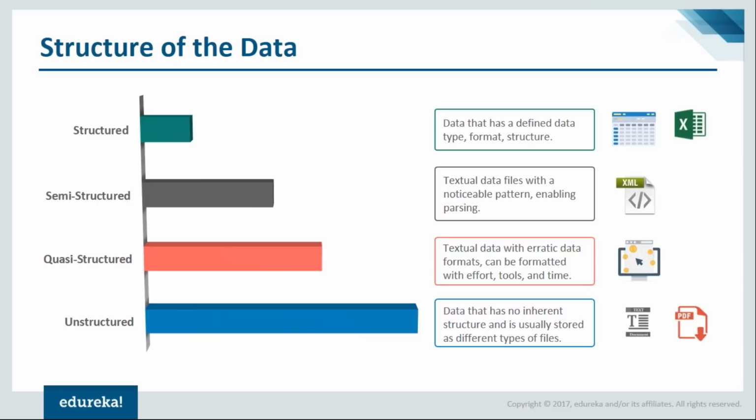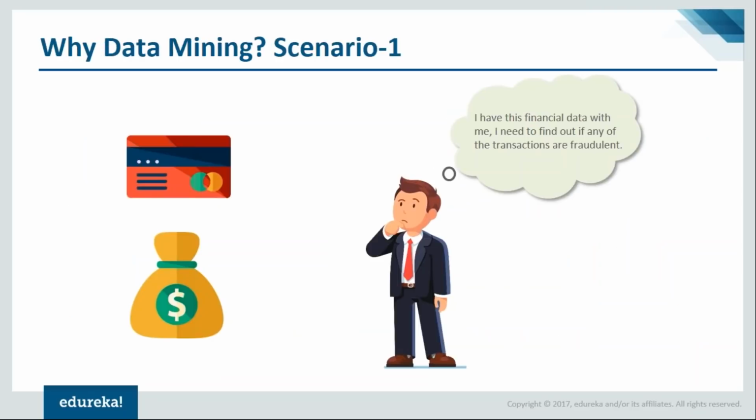Quasi-structured data, it neither has a rigid structure nor a noticeable pattern, but with a bit of tweaking, information can be extracted from it. Unstructured data has no inherent data format at all, and that is why extracting information from it can be quite a cumbersome task. We've understood that data comes from multiple sources and it is also available in different formats. Now let's see what can be done with the data which we have with us.